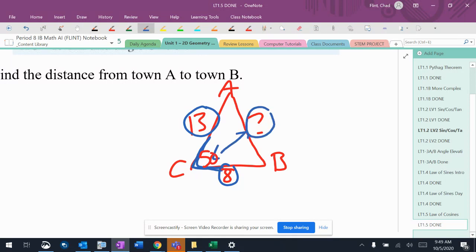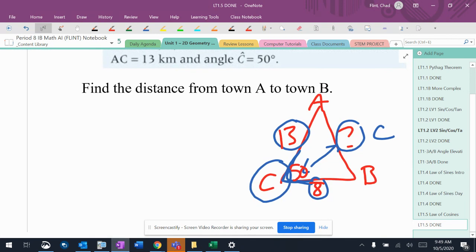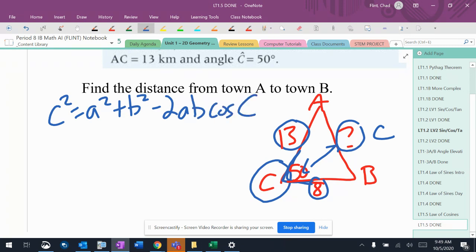Now even better, it wants this side right here, which is across from the angle that I know. So that means this is going to become C. This is already C, so that makes it a little bit easier. I'm looking for the side, so whenever I'm looking for the side, I'm going to use the side version of that, which is this. All right, so I've got that.